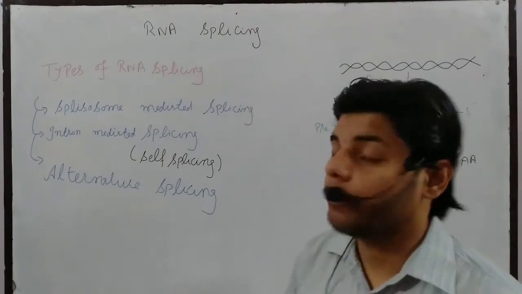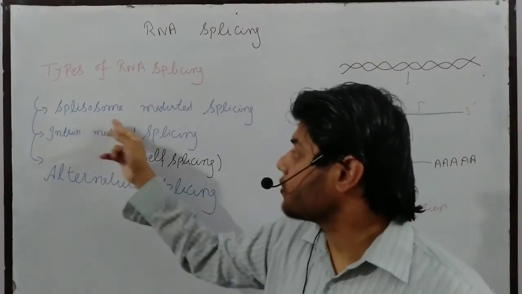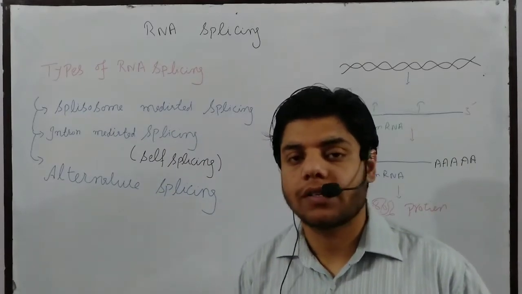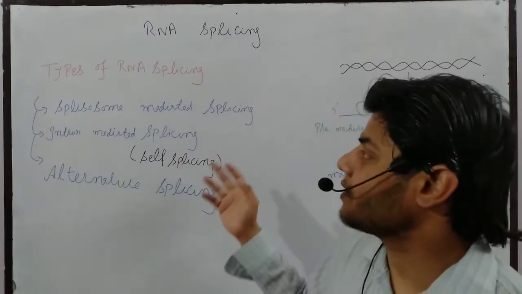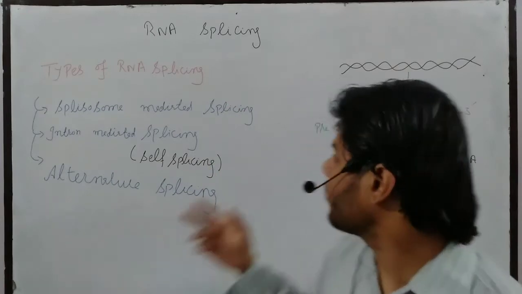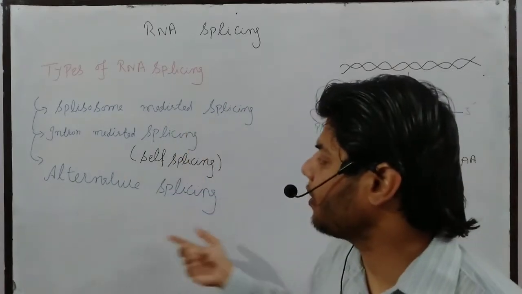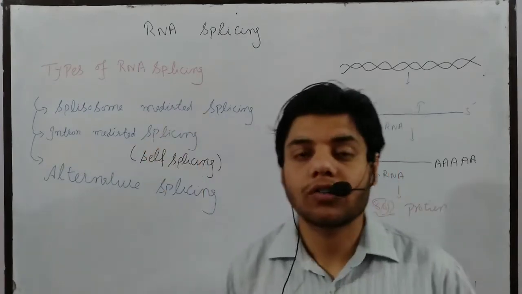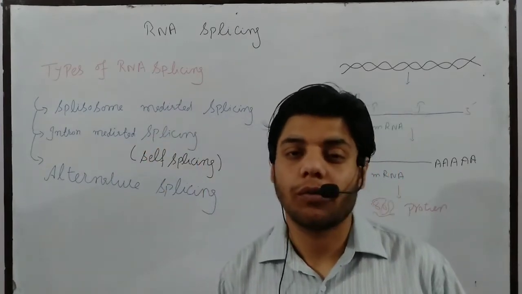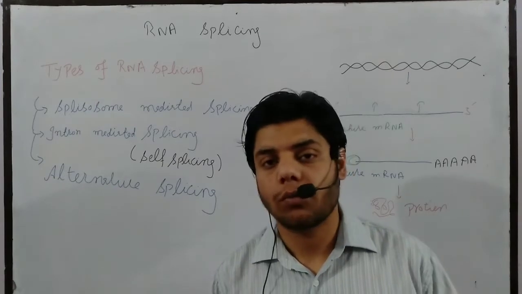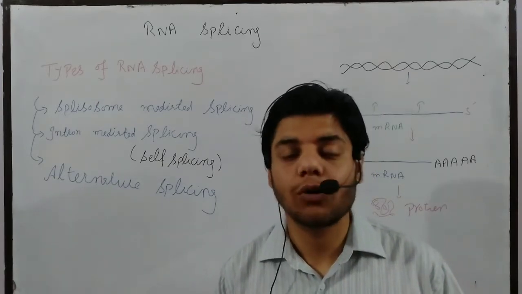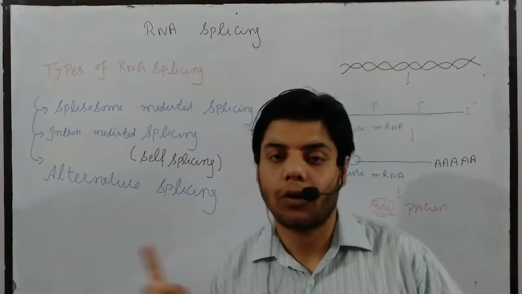Today in this video we are going to talk about spliceosome mediated splicing. In the previous video lecture, if you guys remember, we talked about the RNA splicing overview, what RNA splicing is and how many types of RNA splicing we have. And before that video lecture, we talked about post-transcriptional modification, the 5' capping and 3' polyadenylation in detail. If you missed this video lecture, it is present on my channel. Go back and watch it.